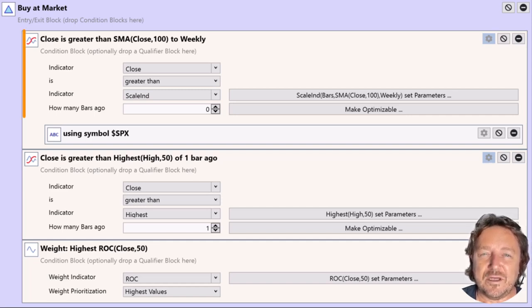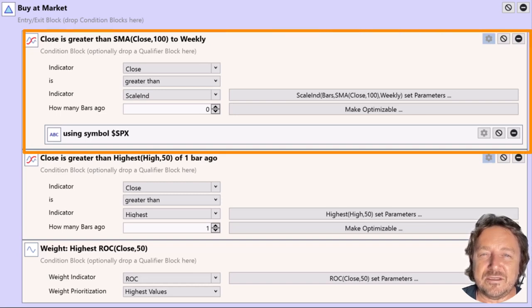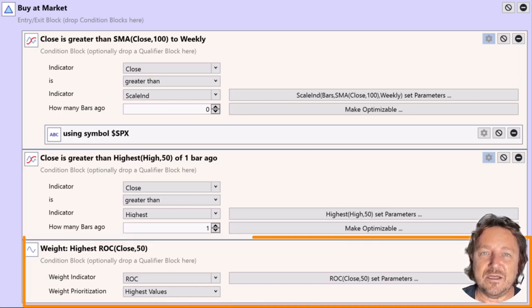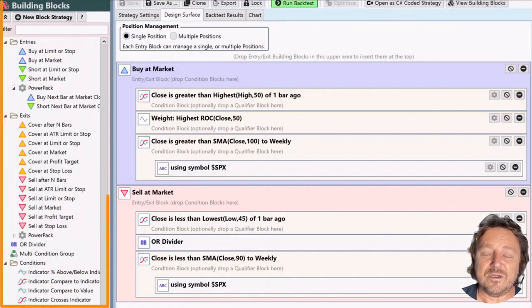Now let's take a look at our building block. On the first block we see that the close has to be greater than the moving average 100, applied on weekly bars and on the S&P 500 data. The second criteria is the one that we apply on each and every stock of the S&P 500. If the close is higher than the highest high of the past 50 bars, that's when we're gonna buy. What is that last criteria? I come back to this one once we talked about the money management setting. On the left, you see a small part of the criteria that you can drag into the building block.